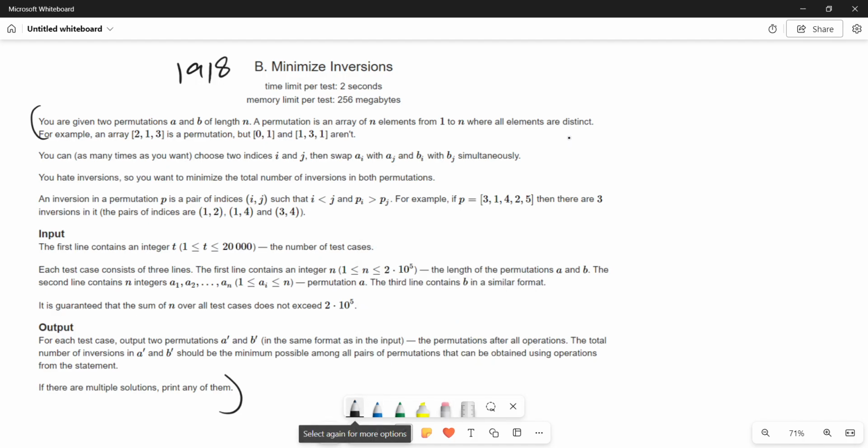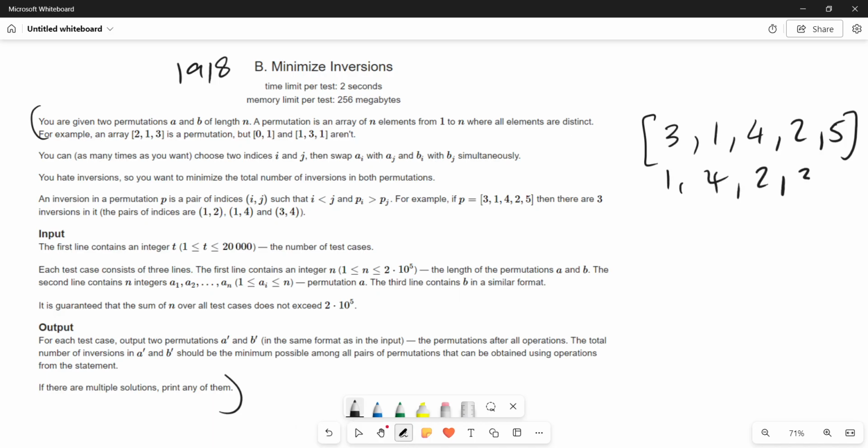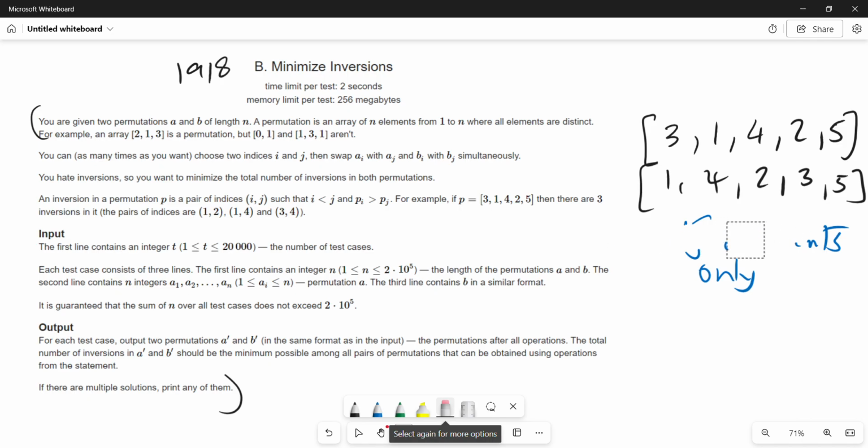Let's take this example, say 31425, and I don't know, 14235, something like this. So what the editorial is missing is that you must swap adjacent elements only. Since any configuration can be reached by swapping adjacent elements only, why don't you restrict yourself to swapping adjacent elements only?